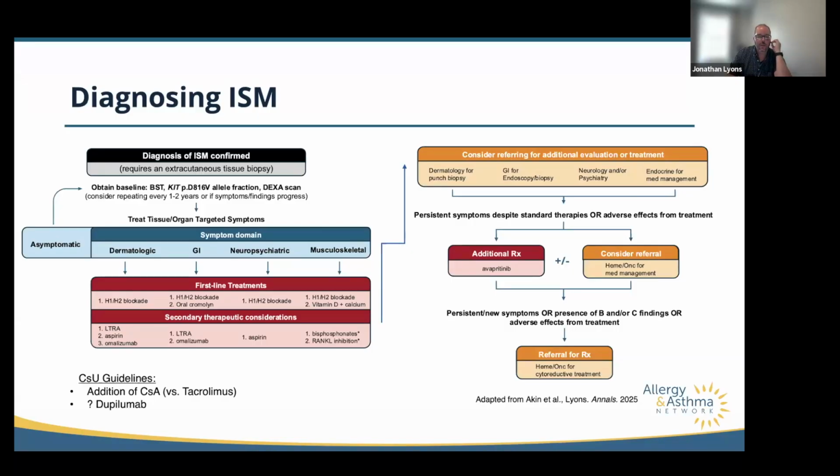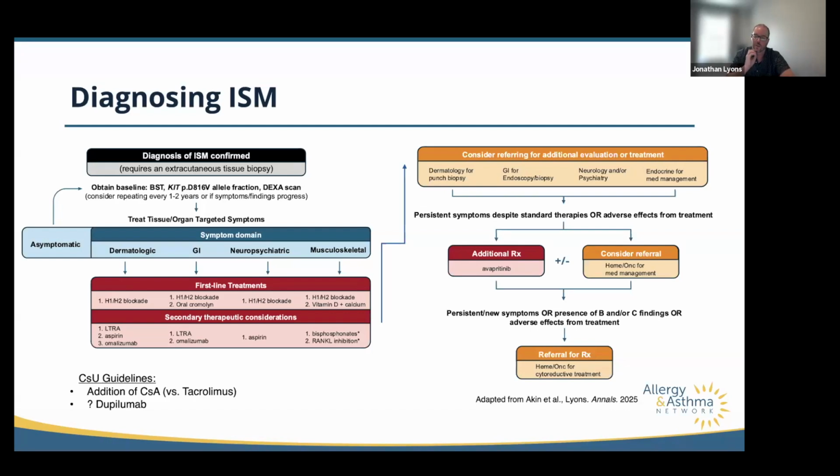I would mention that, in the chronic spontaneous urticaria guidelines, cyclosporin is an add-on therapy to omalizumab, and whether that or a substitution like tacrolimus might be of benefit in some of these patients isn't really well known. And similarly, dupilumab, which is now approved for chronic spontaneous urticaria but isn't incorporated into the guidelines for treatment of those patients, may fit in somewhere into this algorithm in the future.